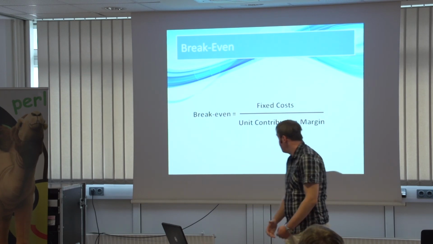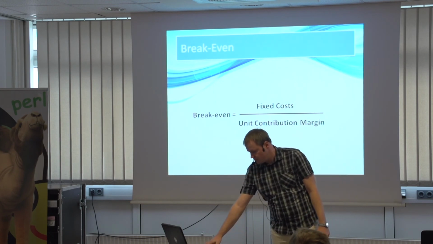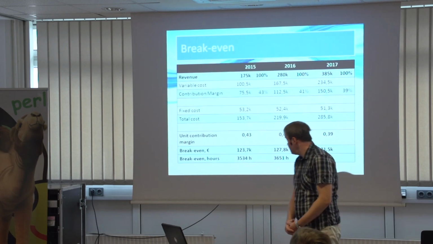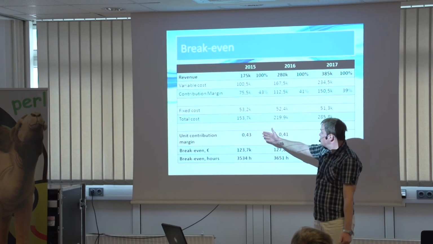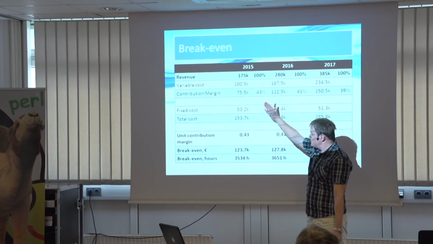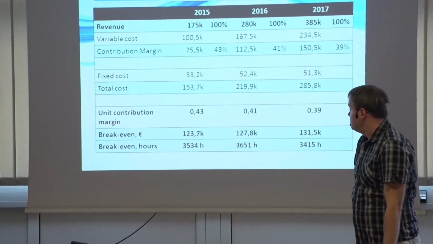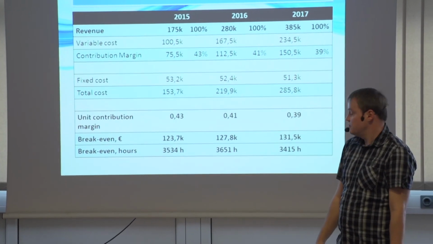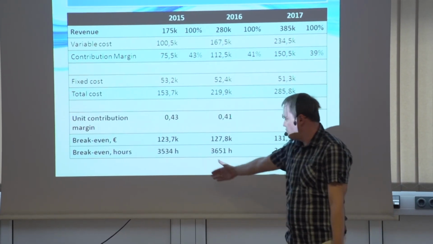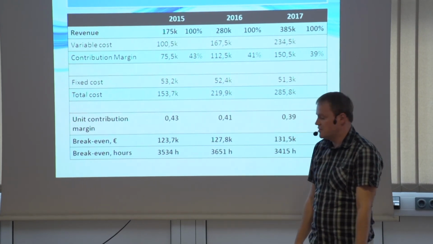So with this formula, we can calculate the break-even. It's fixed cost divided by contribution margin. In our case, the fixed cost here is 53,000 and the contribution margin is 43%. So our break-even is 123K. When you reach this turnover, then you start to earn. And it can also be converted to hours. You need to make 3,500 hours within the first year.